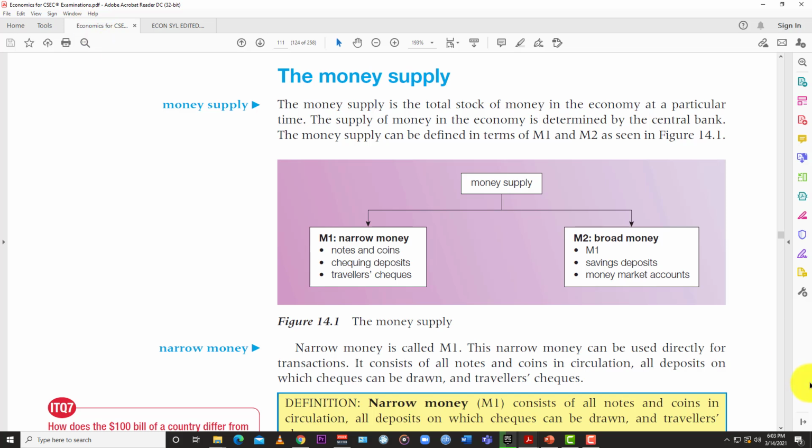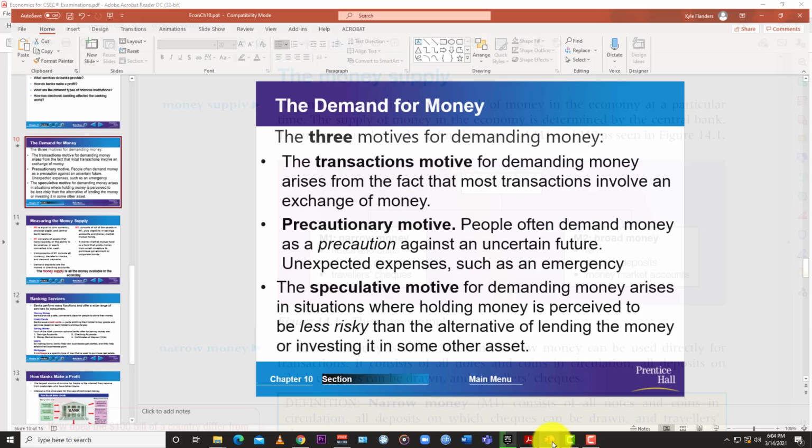All right, so the money supply, as we said before, is the total stock of money in the economy at a particular time. The supply of money in the economy is determined by the central bank. The money supply can be defined in terms of M1 and M2. M1 is the narrow money and M2 is the broad money. But there's also M0 that we're going to look at later on. Now, what is the difference between M1, M2, and M0? M1 can be considered as narrow money, M2 is considered as broad money. Now, how are they different?